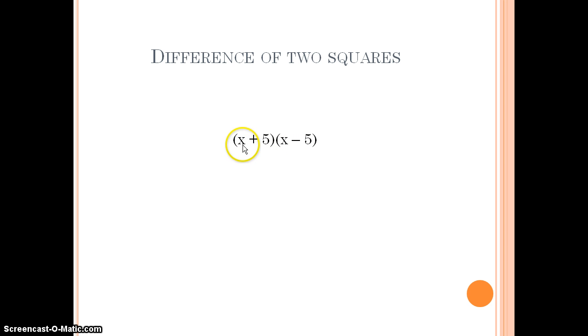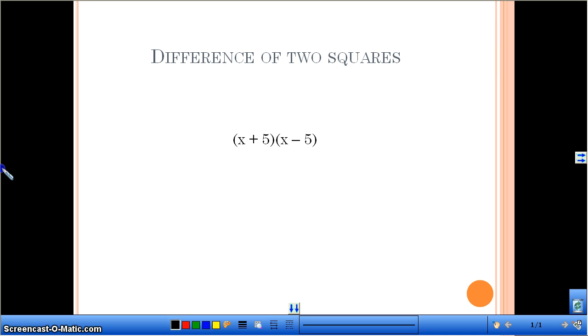If you have binomials where you have the exact same variable, these are both x's here, and then you have the exact same number, both 5s, and you have a plus sign and a minus sign, those are the only differences between the two binomials, you can use a shortcut called difference of two squares. Before we do the shortcut, let's just go ahead and FOIL it. That's the method that we learned in the last lesson.